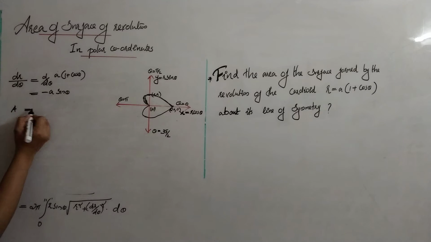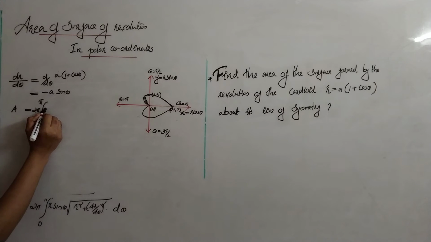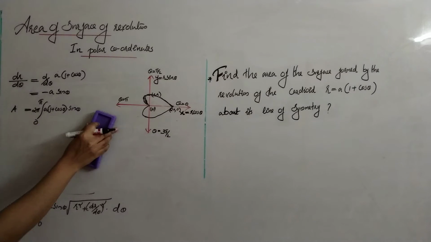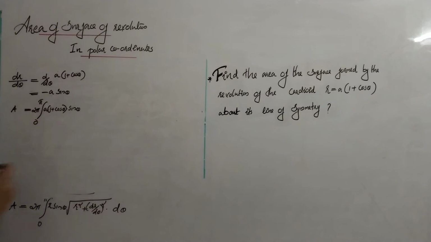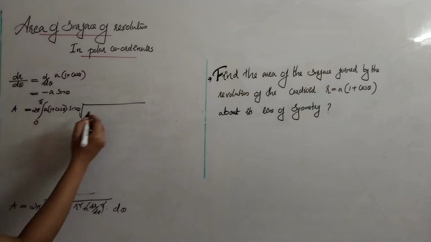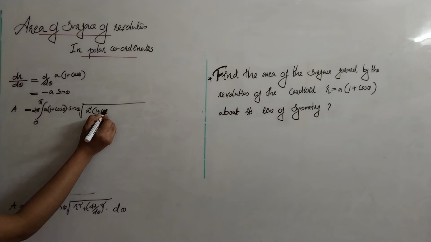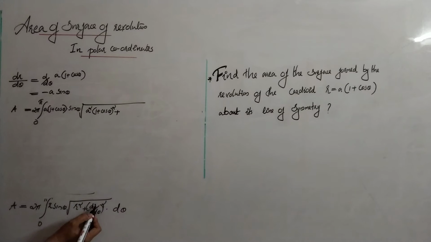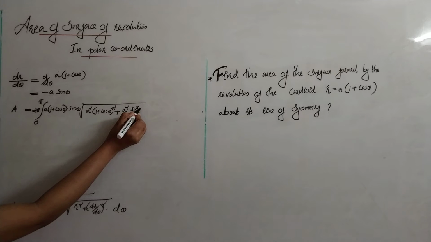Then area A is equal to 2 pi into integral 0 to pi, r is a into 1 plus cos theta, into sin theta, into root of r square, that is a square into 1 plus cos theta square, plus dr by d theta square, that is a square sin square theta, into d theta.